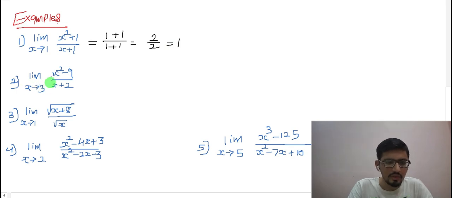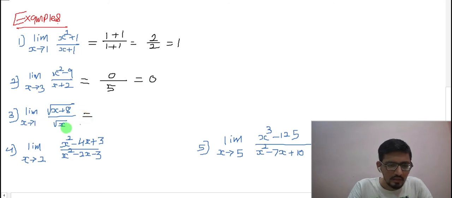In the second example, you can see here also the denominator is x plus 2. If you keep x equal to 3, the denominator is a non-zero quantity. So 3 plus 2 will be 5, and 3 square 9 minus 9 will be 0. So 0 over 5, the answer will be 0. Numerator can be 0 but denominator cannot be 0. So the limiting value you got is 0. That means if x is approaching 3, this function is approaching towards 0. These are very straightforward.